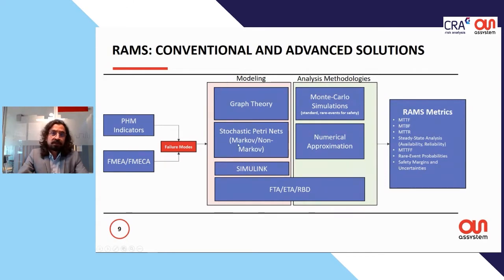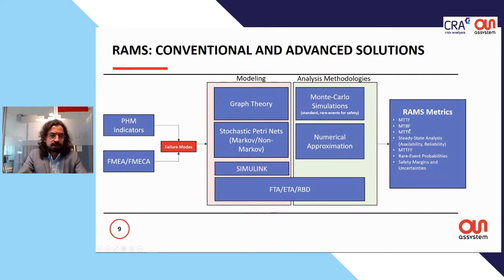Then of course within Petri nets you have the Markov and the non-Markov parts, and then you have Simulink. And then there are the most standard ones, like the fault tree analysis, the event tree, and the reliability block diagrams, which are both a modeling and analytical methodology. And within the analysis methodology, the most commonly used one we see is the Monte Carlo simulations. We also have exact methodologies and numerical approximation. And what is the purpose of all this? Using these modeling and analysis methodologies, it is to provide the RAMS metrics.